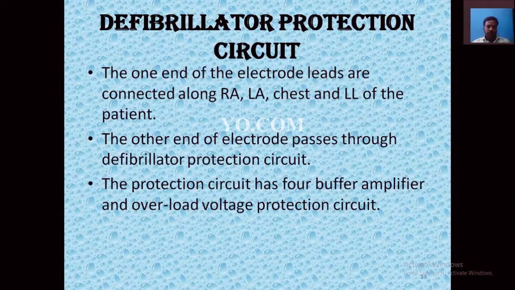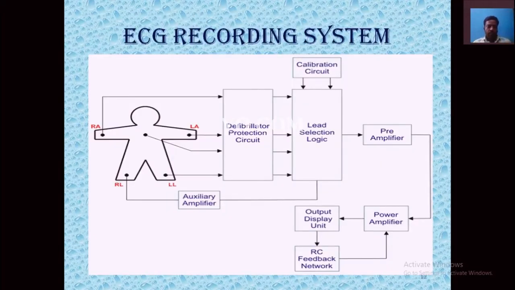So the first block is the defibrillator protection circuit. One end of the electrode leads is connected to RA, LA, chest and LL of the patient. RA means right arm, LA left arm, then chest, then left leg of the patient. The other end of the electrode passes through the defibrillator protection circuit. The protection circuit has 4 buffer amplifiers and overload voltage protection circuits. The main purpose of this defibrillator protection circuit is to protect the human from high voltage shock.